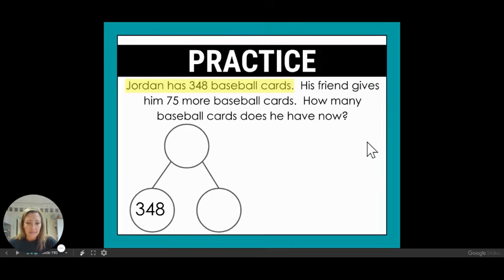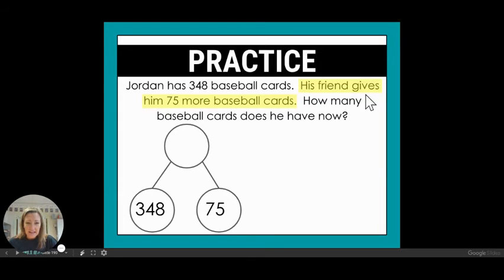Now let's keep reading. His friend gives him 75 more baseball cards. Now I have to think to myself, well, is that the total? Is that the whole? Or is that just going to be another part? Well, that's how many extras he got. So that's going to be our other part. So now in my number bond, I have my two parts filled out.